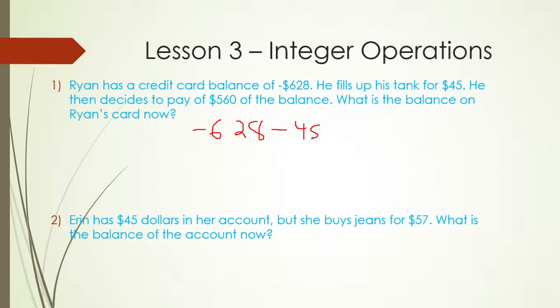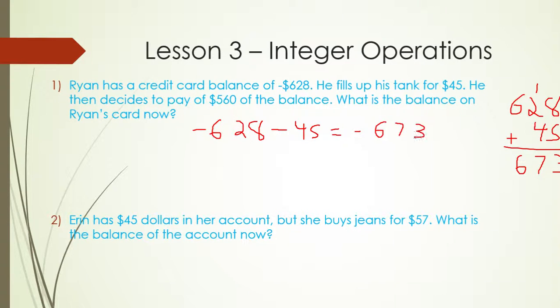Now think about this, though. Remember that it's a negative, and you're making it more negative. So he's going to owe even more. So we're actually going to add these two numbers. So we're going to go 628 plus 45, and then we're going to make our answer negative. So when we add that, we get a 3 here, 6, 7, and then 6. So 673. So that's how much money he owes.